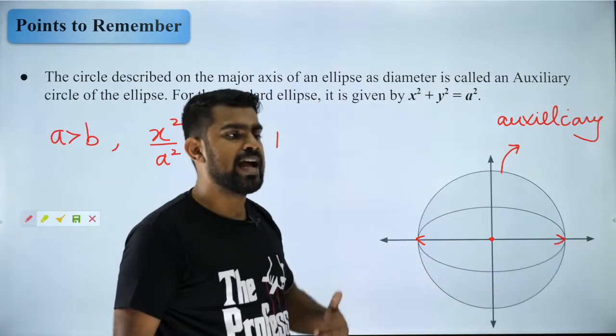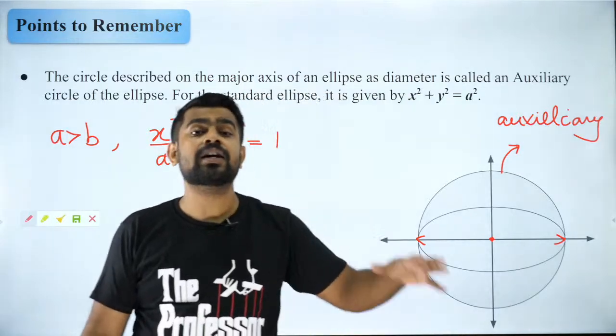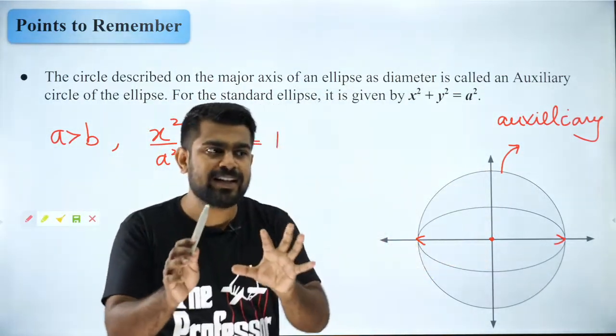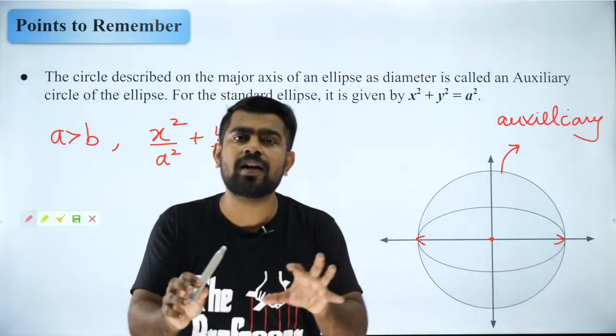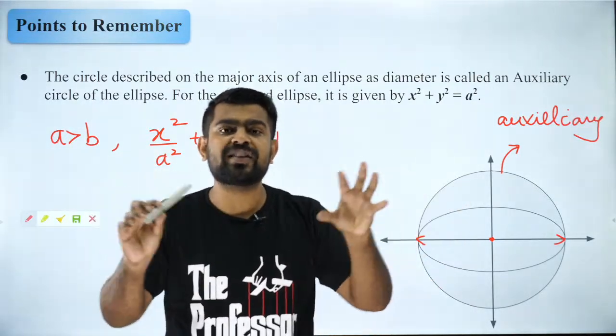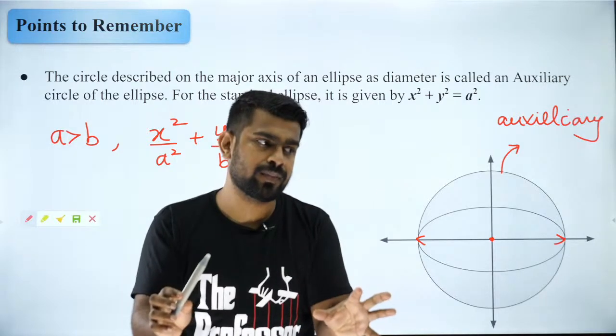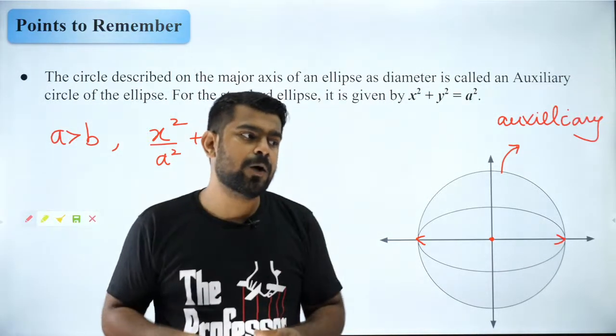Exactly, Albert Einstein. I'm slowly coming to eccentric angle. That is why I defined my auxiliary circle. So everybody clear with it? So auxiliary circle is nothing but the circle which is drawn with your major axis as diameter. Please don't forget that. Okay.